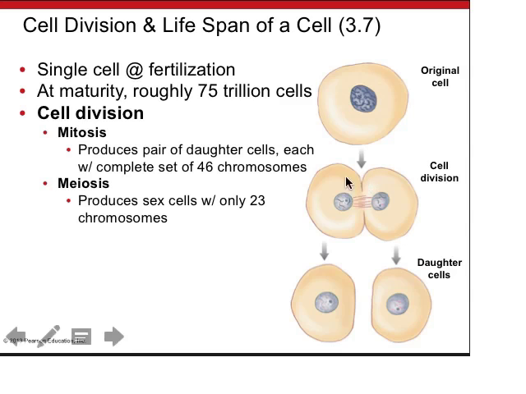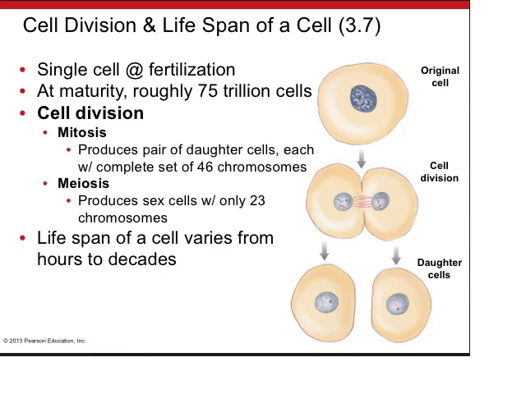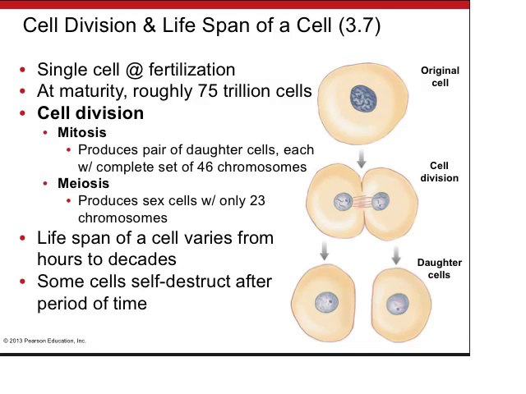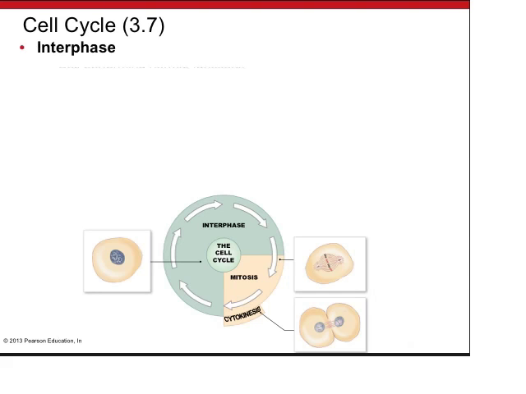This number here is called the diploid chromosome number, sometimes designated as 2n, and this is the haploid chromosome number, sometimes designated as n, where n is an entire complement of chromosomes. The lifespan of a cell varies from hours to decades. Some cells will self-destruct after a period of time in a process known as apoptosis, or programmed cell death.